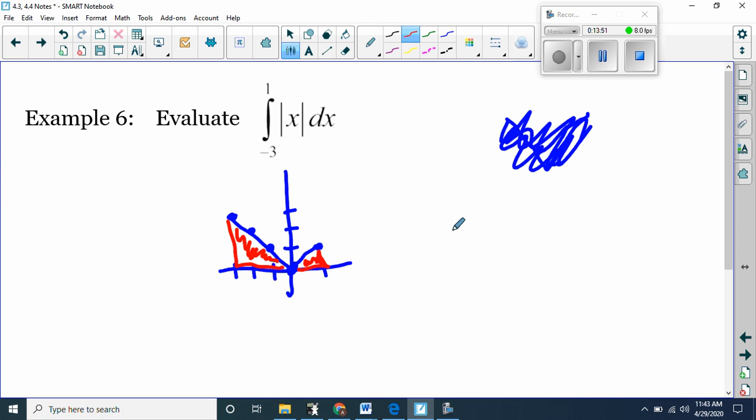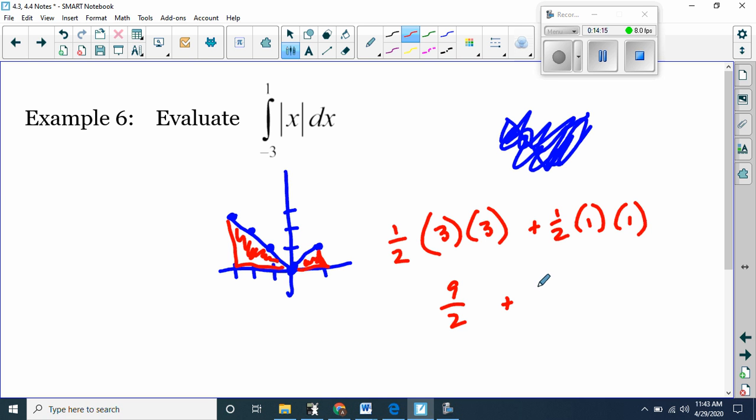And those are both triangles, so we can find the area under that curve by finding the area of the two triangles and adding them together. So area of a triangle is 1/2 base, which is 3 units, times height, which is 3 units. So that triangle has an area of 9/2. This little guy over here has a base of 1 and a height of 1, so I get an area of 5. So if you have the integral of an absolute value, we want to sketch the graph and use geometry to get the area under the curve.